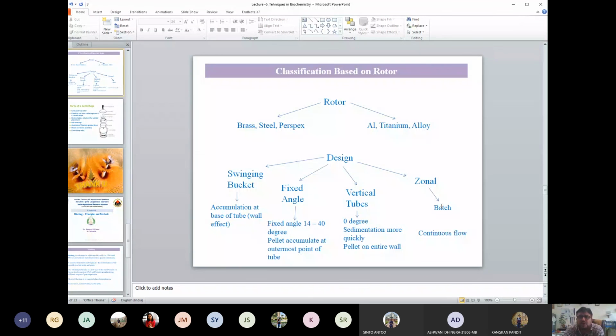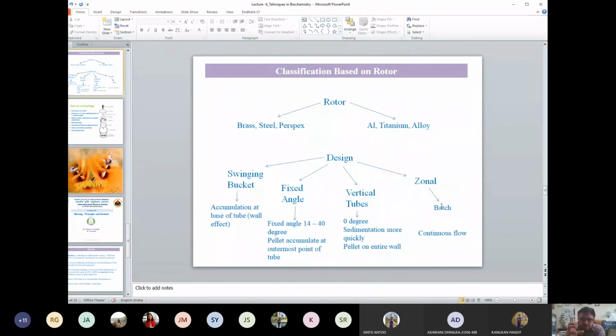Now, this rotor has further been classified based on the type of material used to make it. Based on the material, it has been classified into two different types. The first type uses brass or steel or perspex. This type is lighter, has very high tensile strength, and can sustain a very high RPM or RCF. There is another classification where we use aluminum or titanium or alloy based rotors.